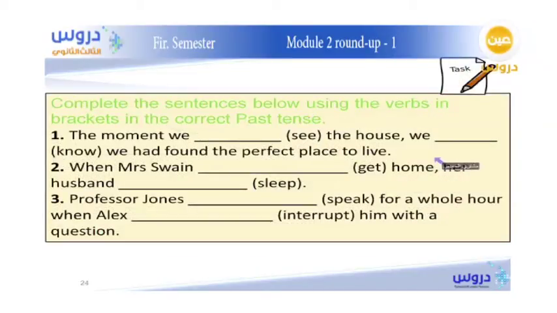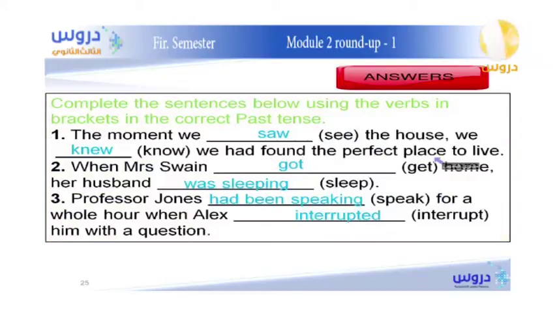Okay, next one. Complete the sentences below using the verbs in brackets in the correct past tense. So we're going to try to make everything past tense. So the moment we, so, beautiful. The house we, know. Knew. Very good, guys. Okay, what about get? What is the past of get? Got. Sleep. Excellent. Was sleeping. And the next two, guys, I will give it for you because you are awesome. Have been speaking and interrupted.